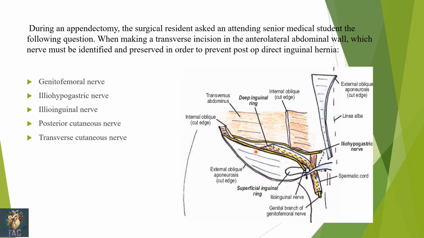Here in this diagram you can also look at this, that this is the ilioinguinal nerve which is present along with the spermatic cord in the inguinal canal. So ilioinguinal nerve is the answer.